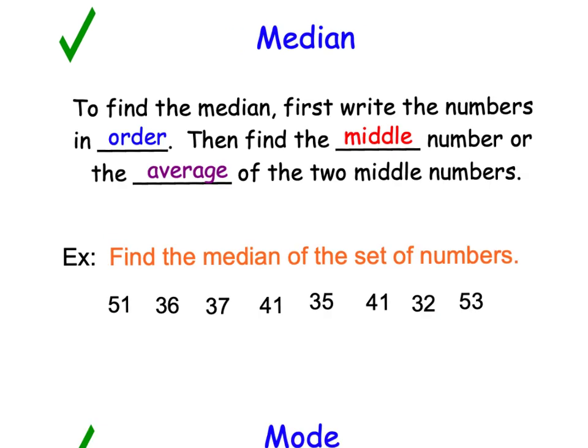Median is usually the middle number. Now, it's important to remember that you need to write your numbers or your data set in order. And once you do that, you find the middle number, and if you have two middle numbers, you just take the average of those two. So write this definition down.